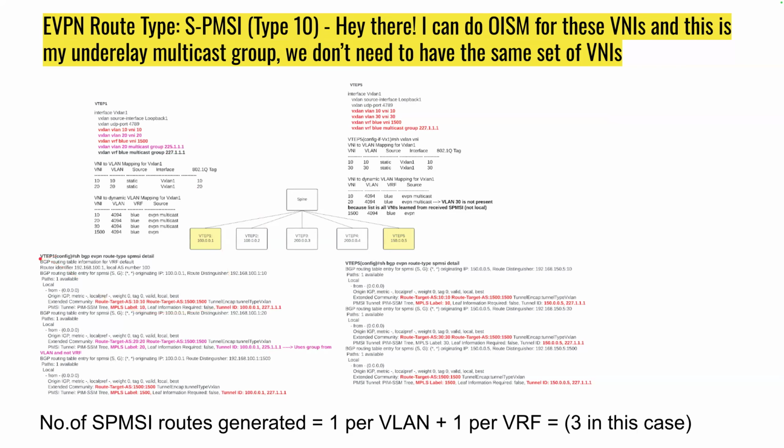So just to see how many SPMSA routes are created, that would be one per VLAN and one per VRF. So in this case, we have two VLANs present and one VRF. So in total, we are generating three SPMSA routes.